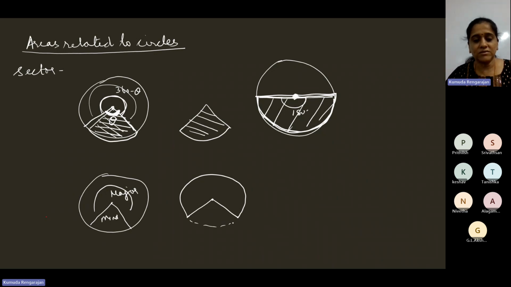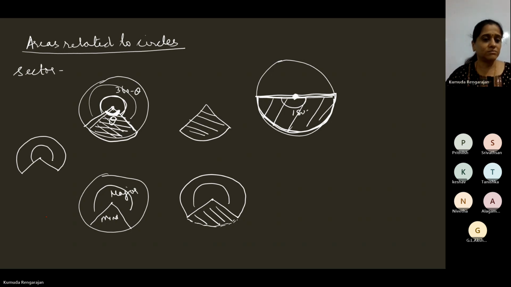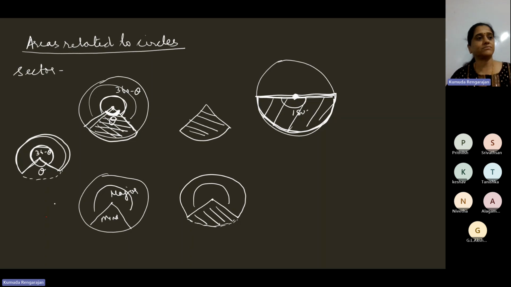Oh, sorry, this is the minor sector. The rest of it is also a sector, which is the major sector. How does that look? Two radii and an arc like this. This is the major sector, and this is the major sector angle. We can see the two radii and an arc. And this is the minor sector. Theta, and 360 minus theta.